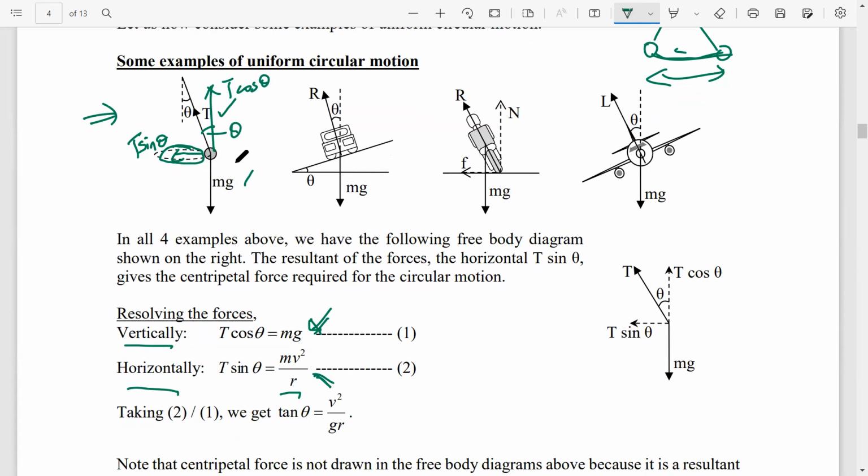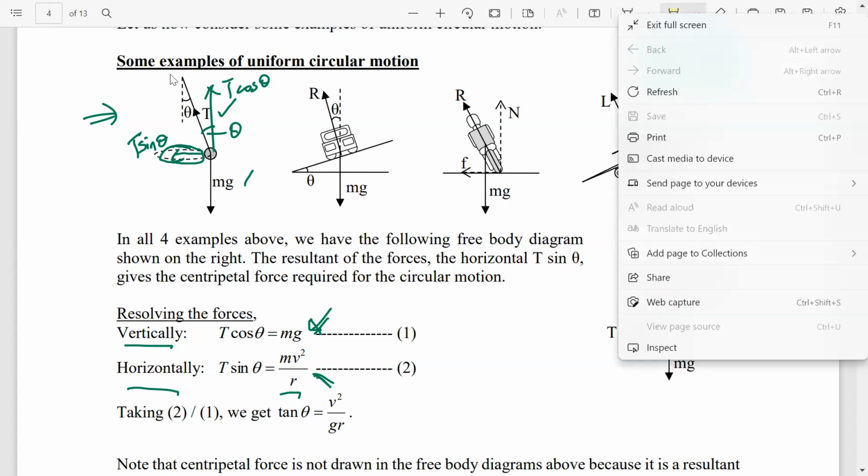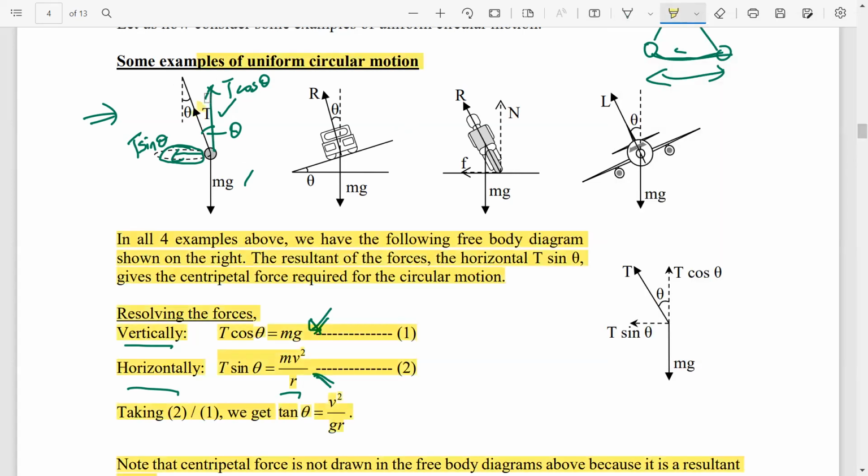So you can see, again, same as dynamics, we are resolving our forces perpendicular and parallel to the direction of acceleration. So parallel: T sine theta equals mv squared over r. Vertical: T cosine theta equals mg. From there, depending on the question and the data that is given, you'll be able to solve the questions. So this is the most simplified case.